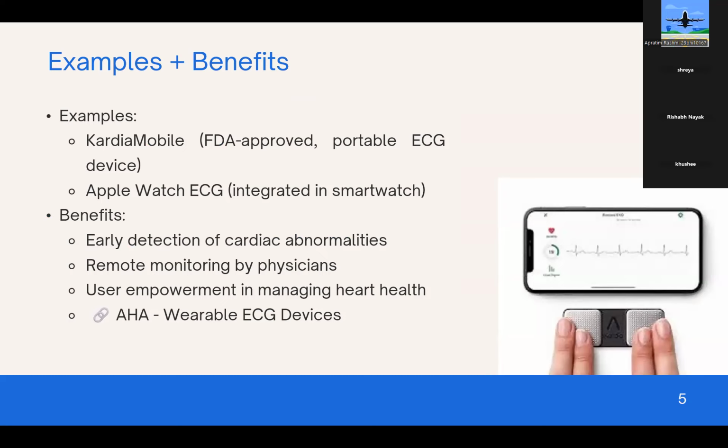Examples and benefits. Examples are Kardia Mobile, an FDA-approved portable ECG device, and Apple Watch ECG, integrated in a smartwatch. As my teammate also discussed about smartwatches, benefits are early detection of cardiac abnormalities, remote monitoring by physicians, and user empowerment in managing heart health. In the diagram, you can see how an ECG is connected to a smartphone to detect ECG signals in real life.